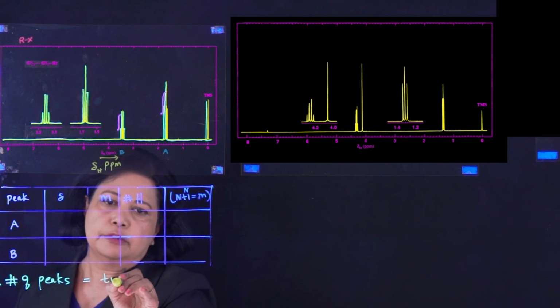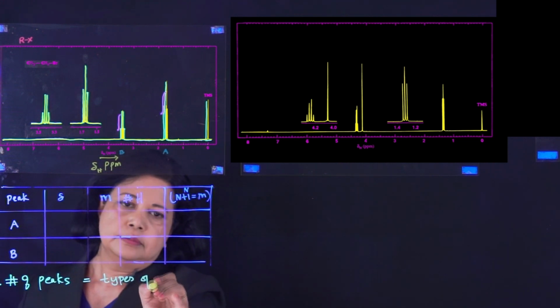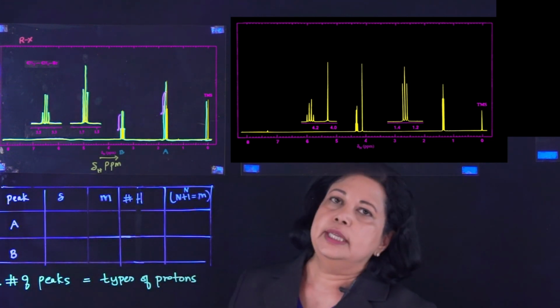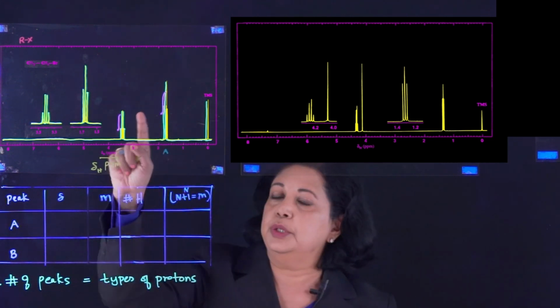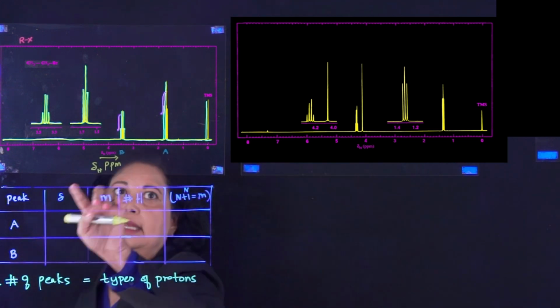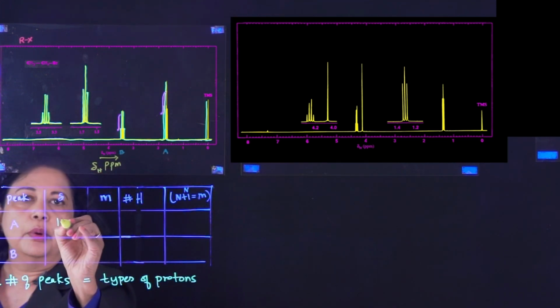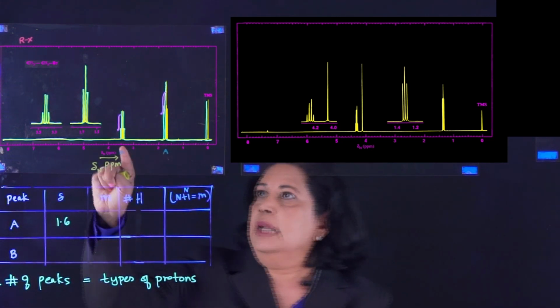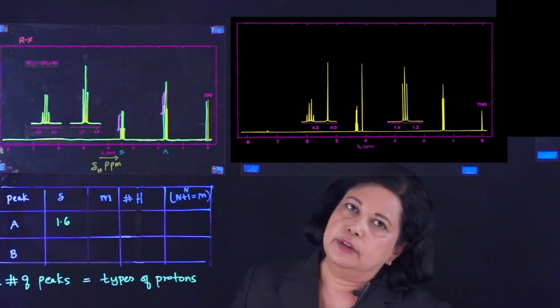Types of protons. Here we only have two types, A and B. For A, the chemical shift is 1.6 ppm. For B, the chemical shift is about 3.4 ppm.